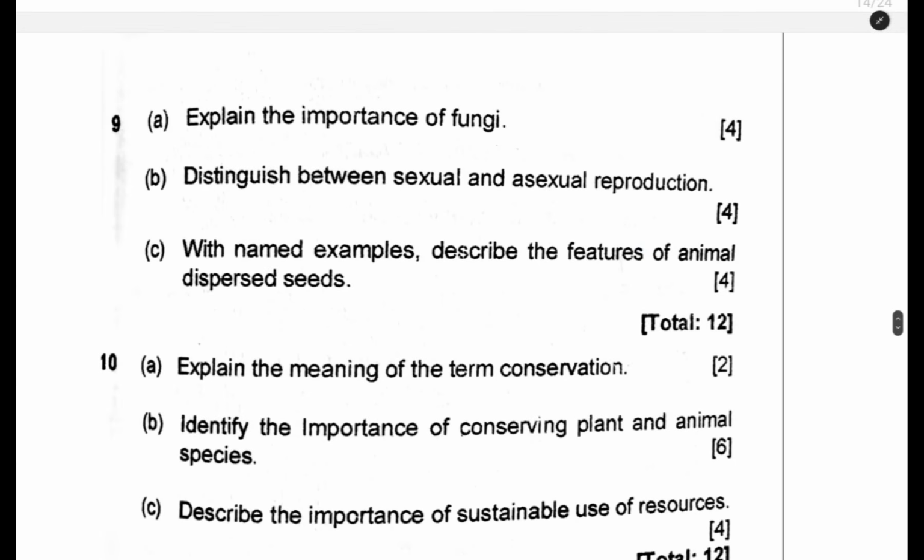Then question 9, explain the importance of fungi. So it's very important also to know the importance of fungi, that is on saprophytic nutrition. Distinguish between sexual reproduction and asexual reproduction. With named examples, describe the features of animal dispersed seeds.